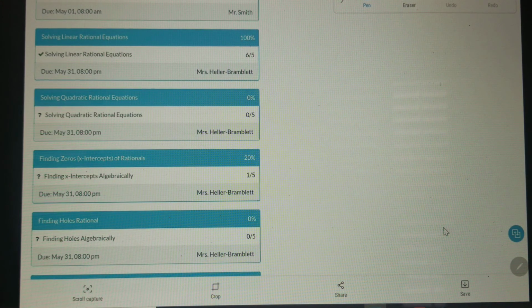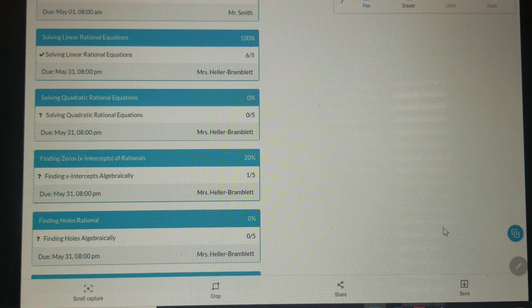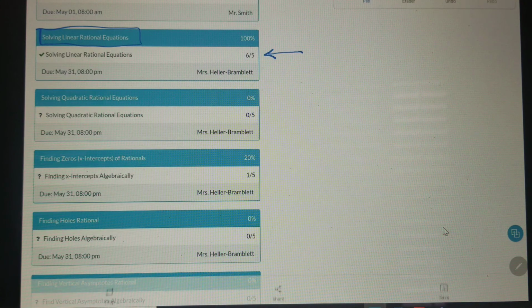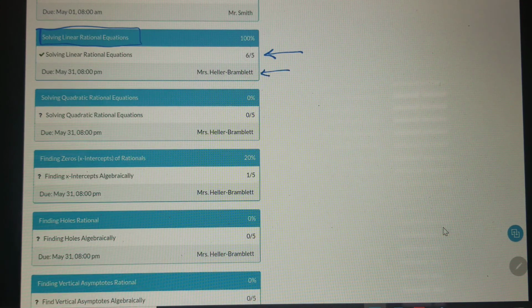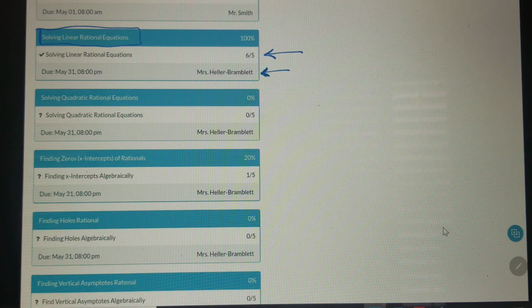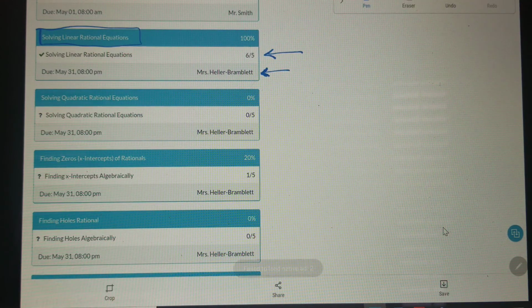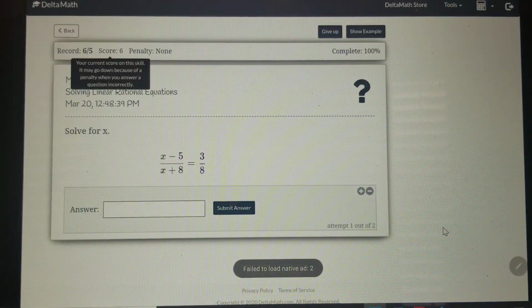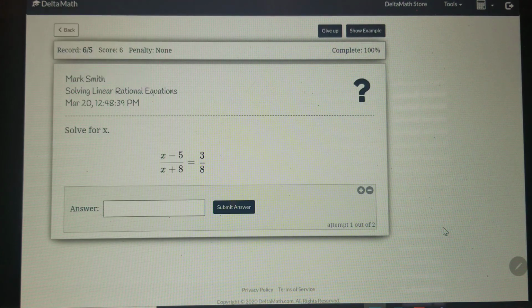Hi everyone, this is a brief tutorial about how to answer DeltaMath problems in this assignment right here called Solving Linear Rational Equations. Notice that Ms. Heller-Bramblett is assigning all of these problems. So I'm going to click on that and we'll go directly to that assignment. Okay, notice it says I currently have a score for this skill, which is awesome.